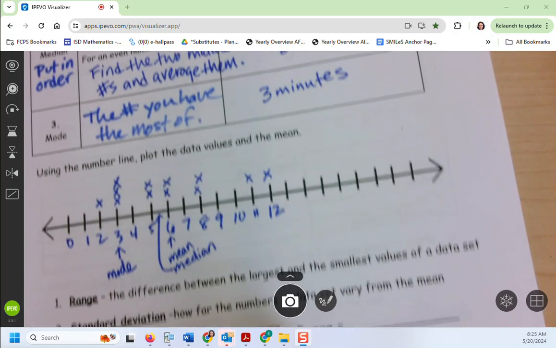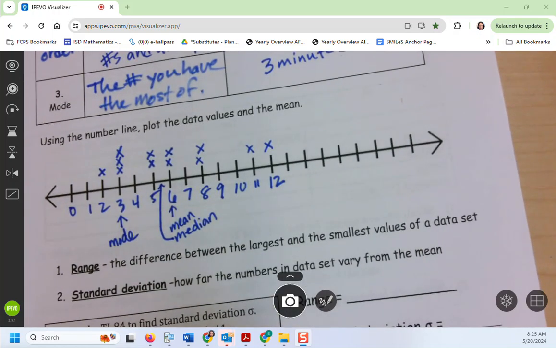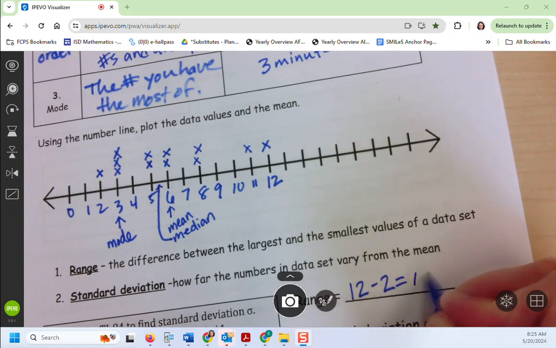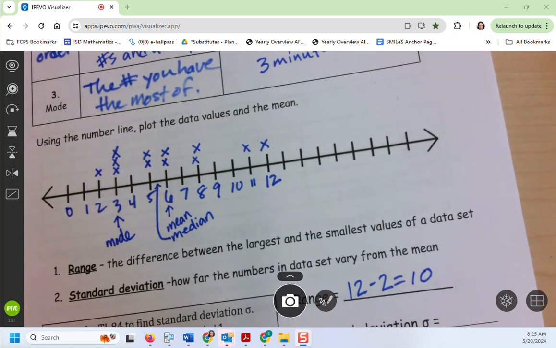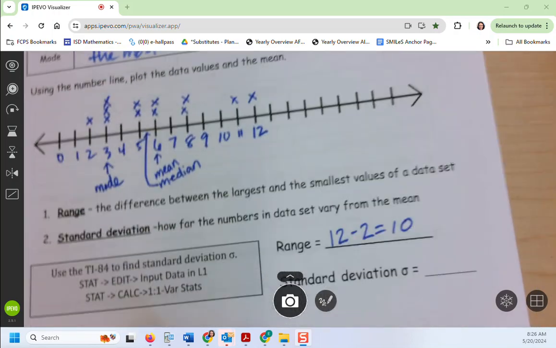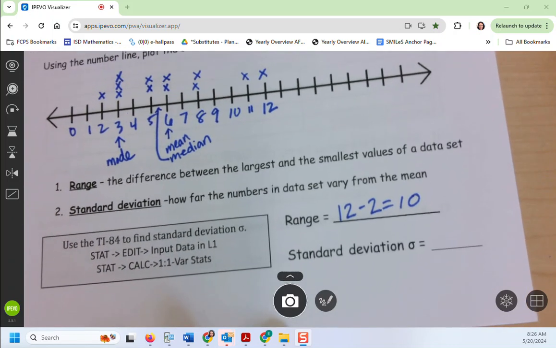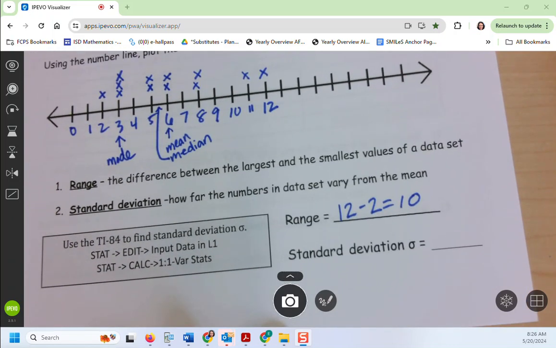So we have measured the spread with the range before, and that's just the largest minus the smallest. So that would be 12 minus 2, which is 10. But you can also measure the spread with something called standard deviation. And we'll talk a little bit more about standard deviation later in these notes, but I want to show you how to find the standard deviation on your calculator.